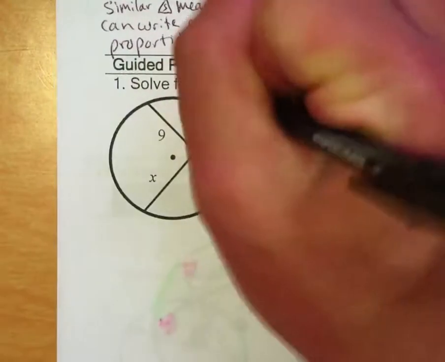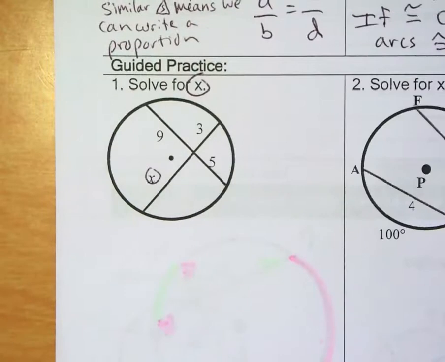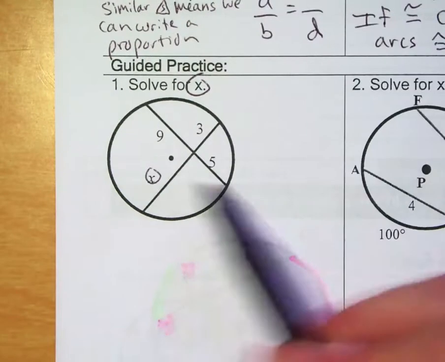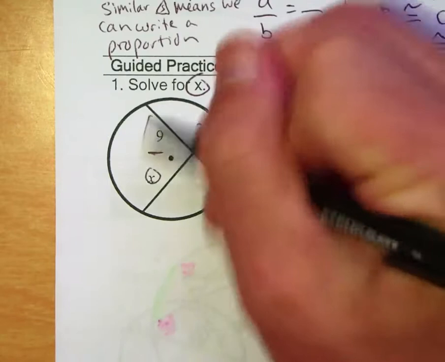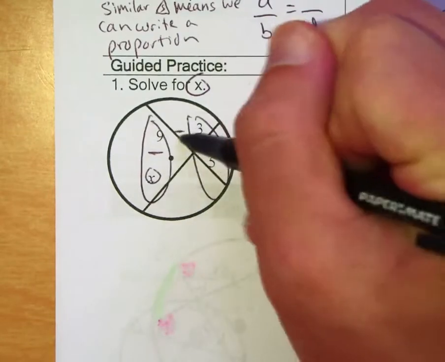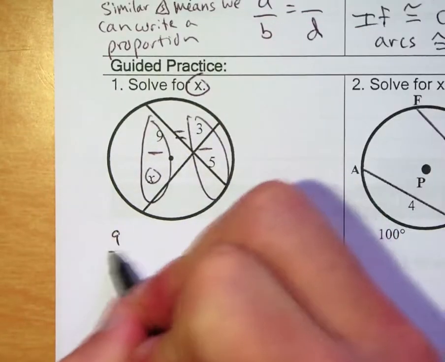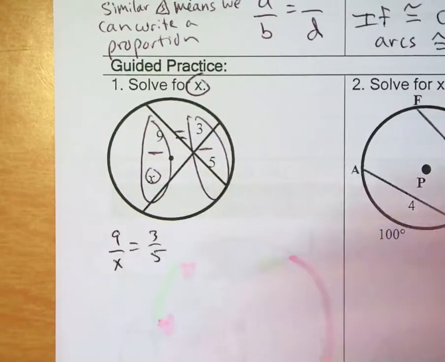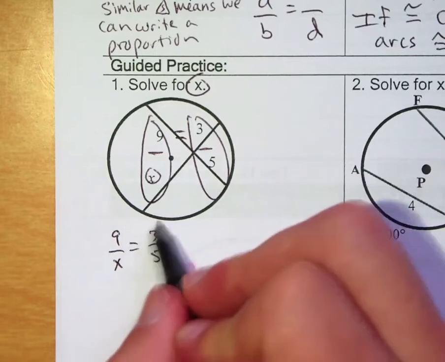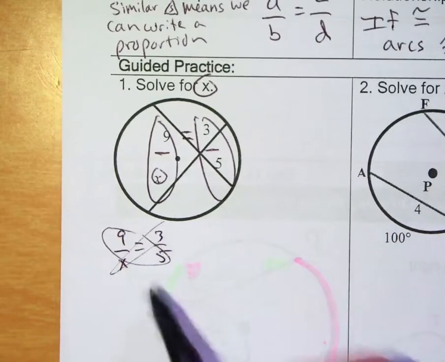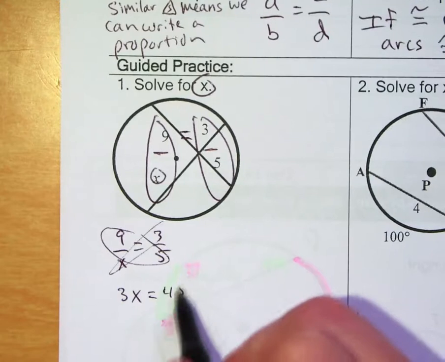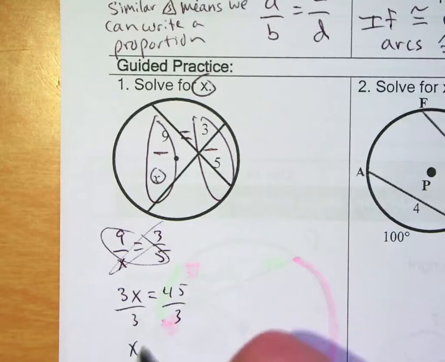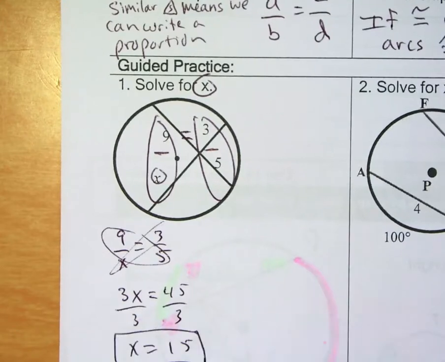We're trying to solve for x. And the easy annotation on this: two chords intersecting in the circle. You set up your two ratios and say that they're equal. We can go in and cross multiply. Some people want to reduce first, and that's great. In this case, we can't. So you get 3x is equal to 45. Divide both sides by 3, and you're looking good.